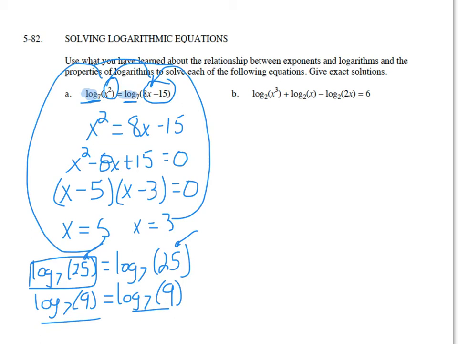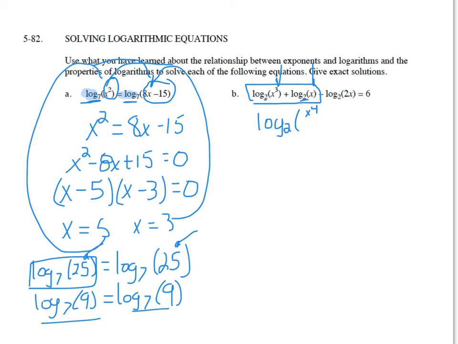minus the log base 2 of 2x. Using those properties from the very first page, here I'm adding 2 logs. If I'm adding 2 logs of the same base, 2, then I have to multiply the values inside the parentheses. So this is really the log base 2 of x to the 4th.